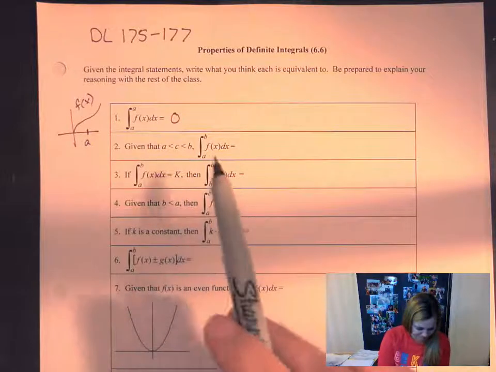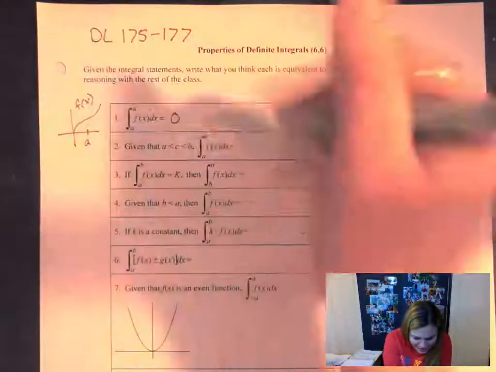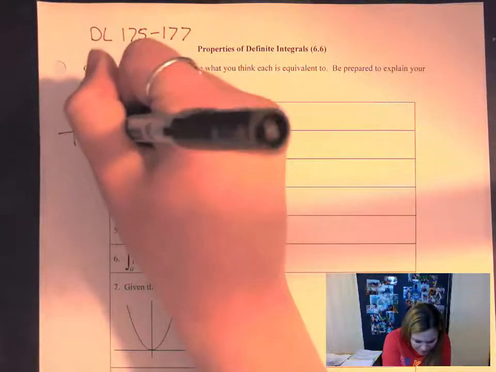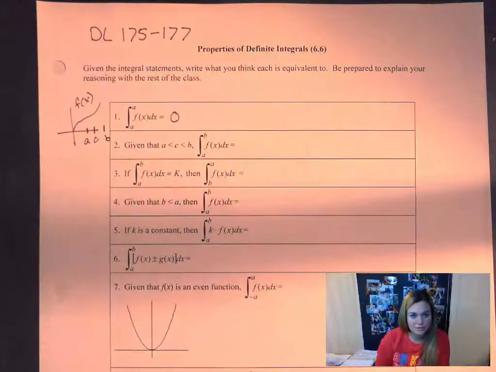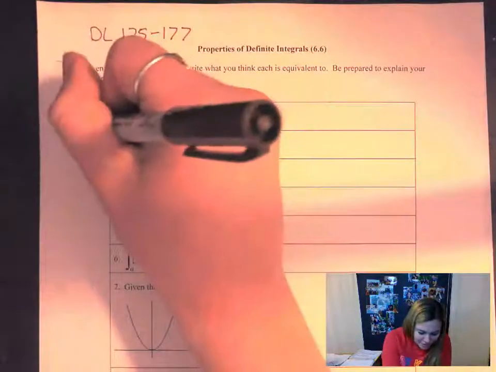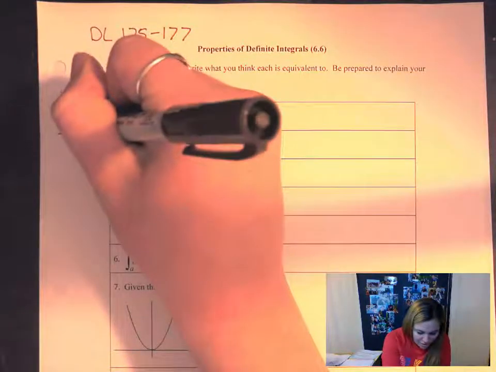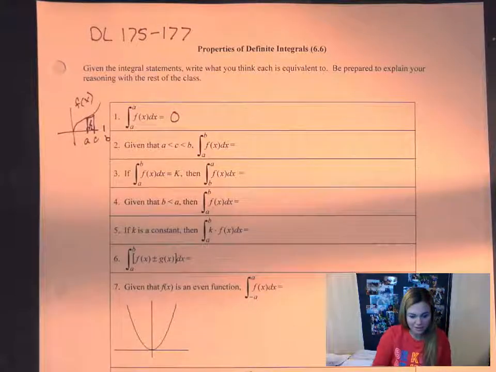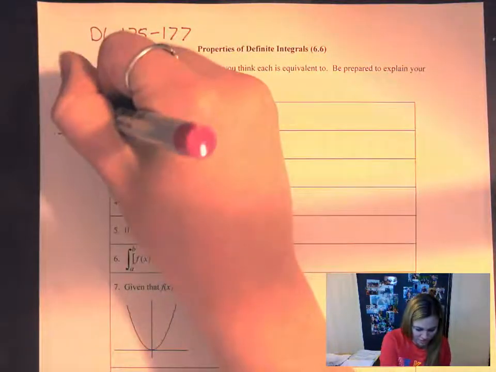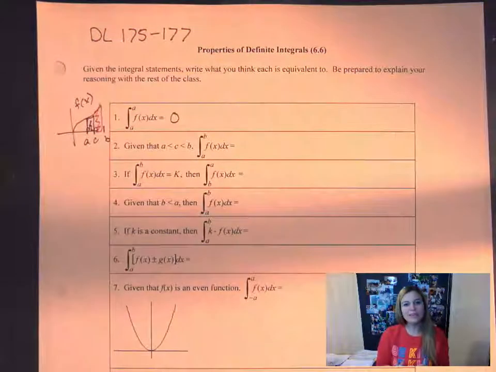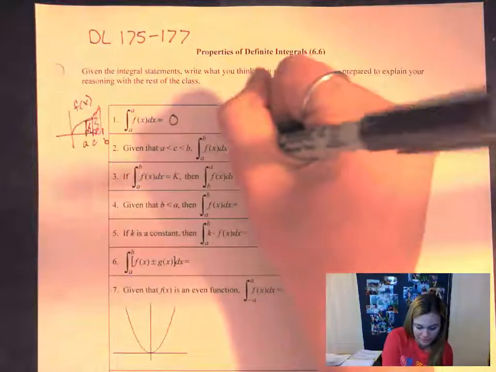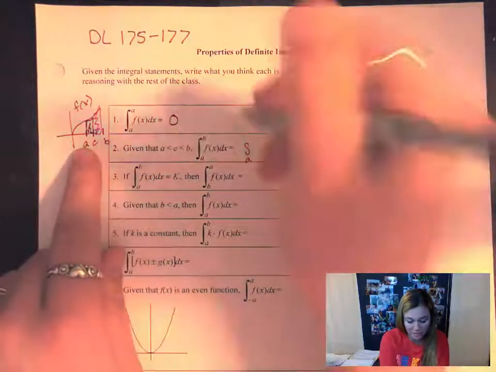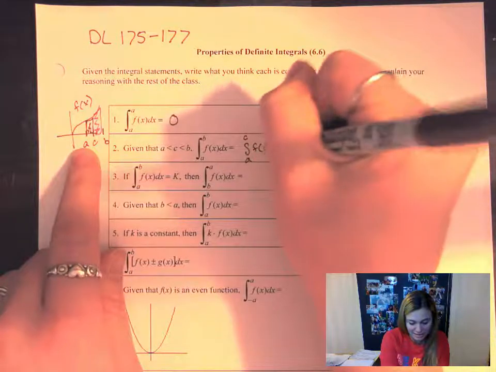Given that a is less than c is less than b, I've got something going on like this as far as an x value is concerned. If I find the area from here to here, and then I find a different area from here to here, I can break it up and add those two areas together. So I can break this up into two integrals, and say this would be the area from a to c of f of x dx.